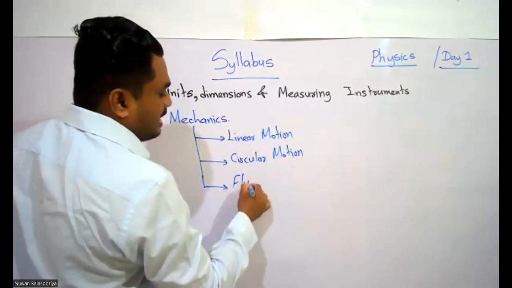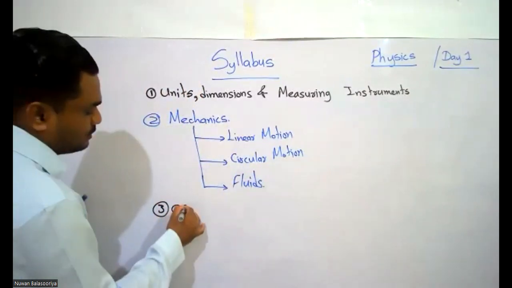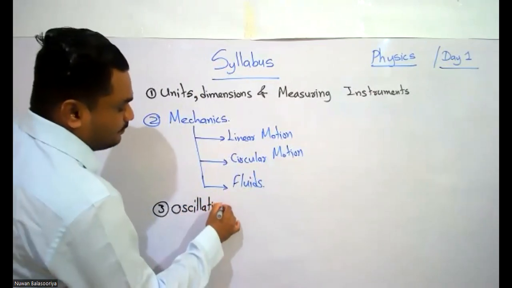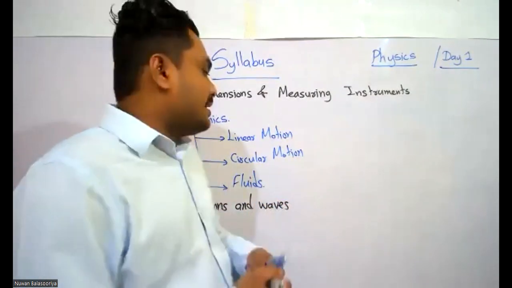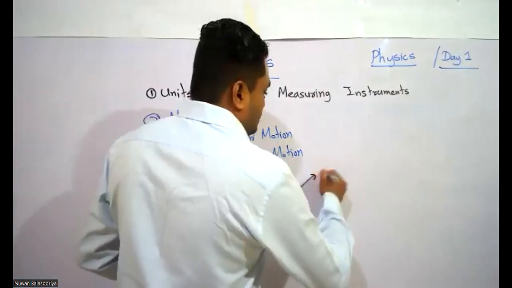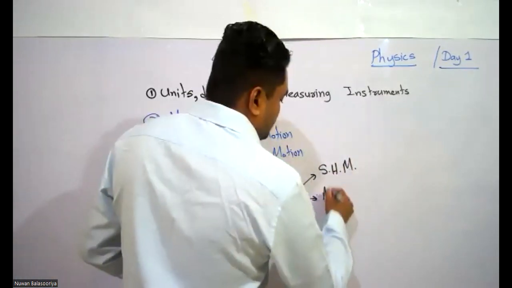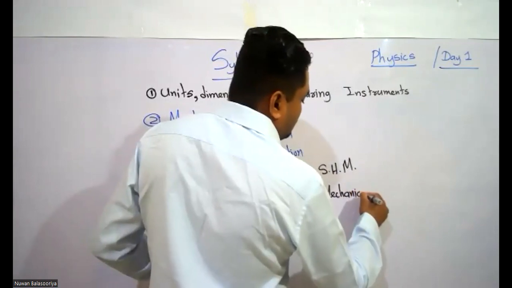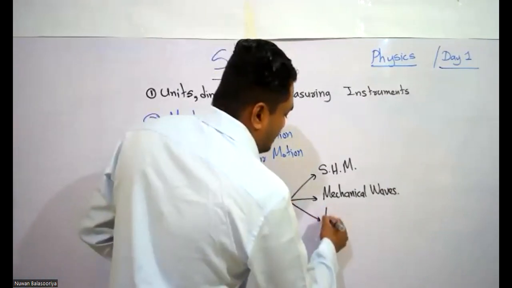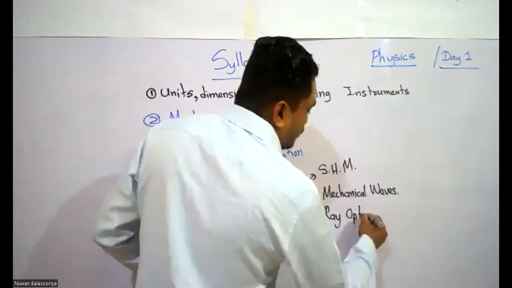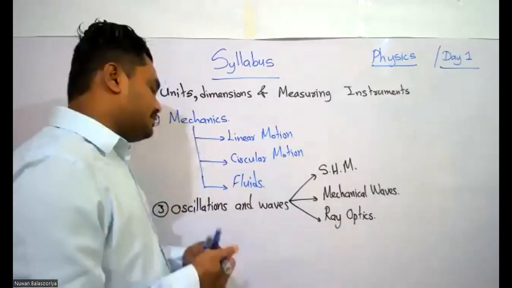So simply let me write it as fluids. The third lesson in the syllabus is oscillations and waves. Even in oscillations and waves, there are 3 major sections: simple harmonic motion, mechanical waves, sometimes known as sound waves, the most popular term, and the third one is ray optics. So the third lesson is a combination of 3 lessons. The first lesson is also a combination of 3 lessons.